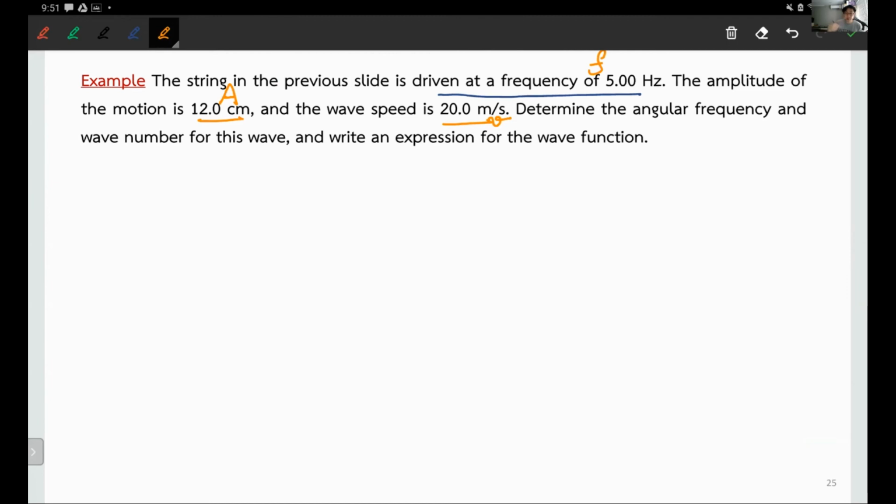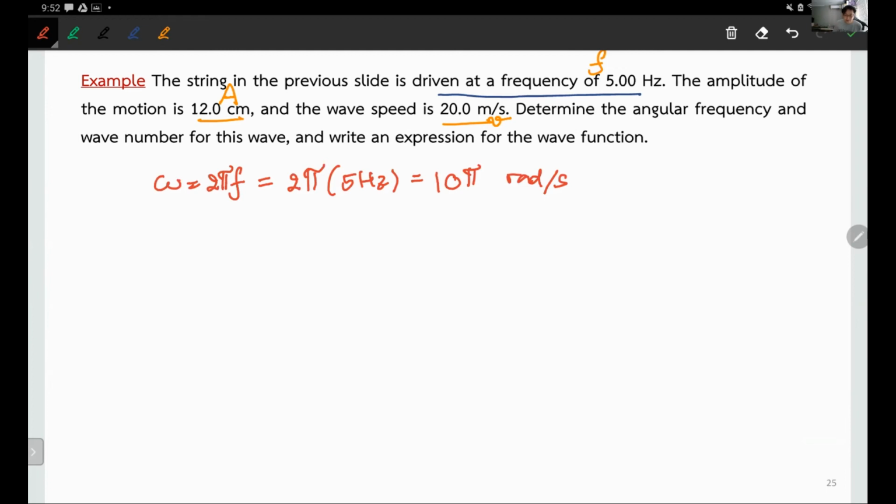All right, so this one is sort of like we're going backward a little bit. So let's try that. The frequency is given. So omega is automatic because omega is 2 pi f. So it's 2 pi times 5 hertz. So it's 10 pi radians per second. Done.